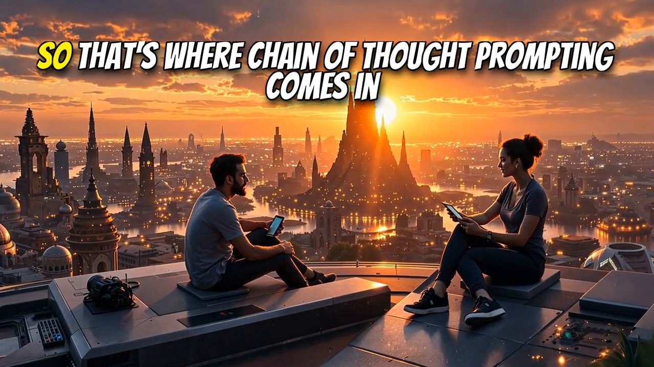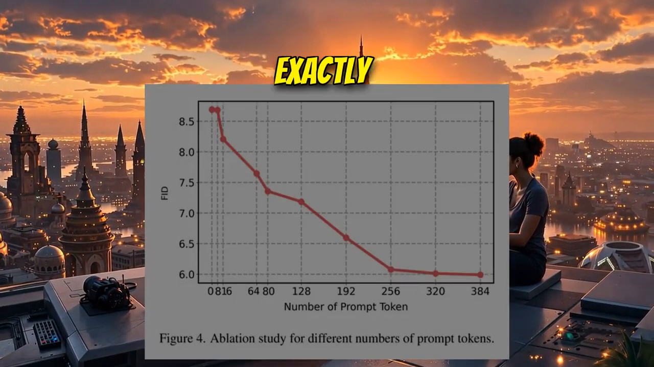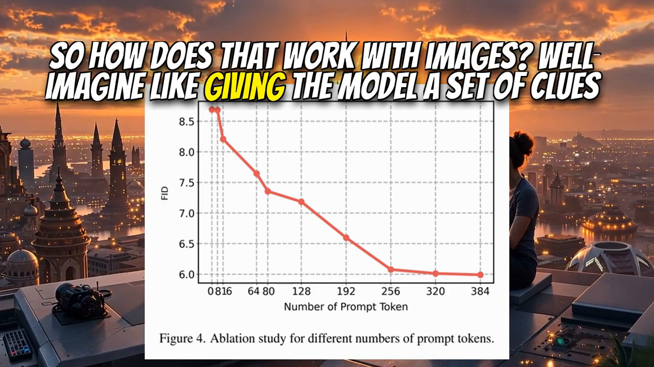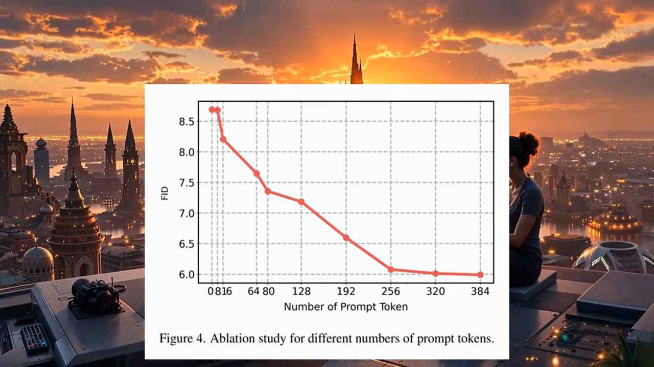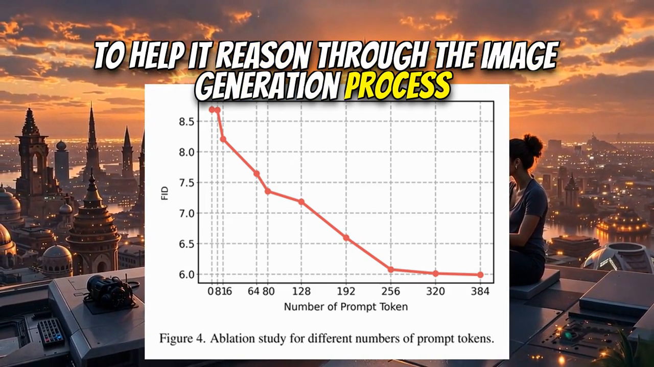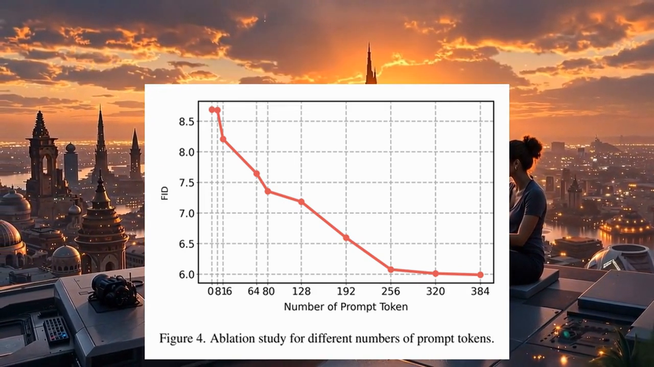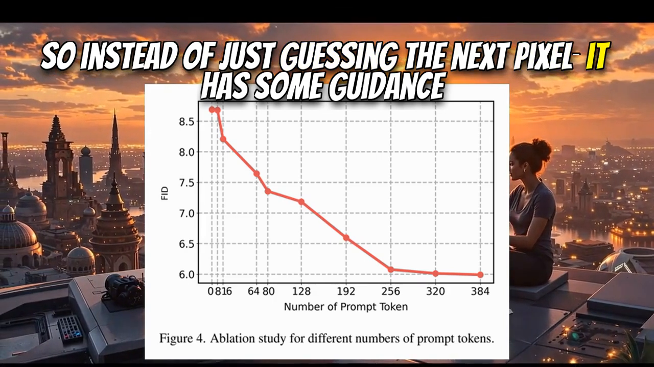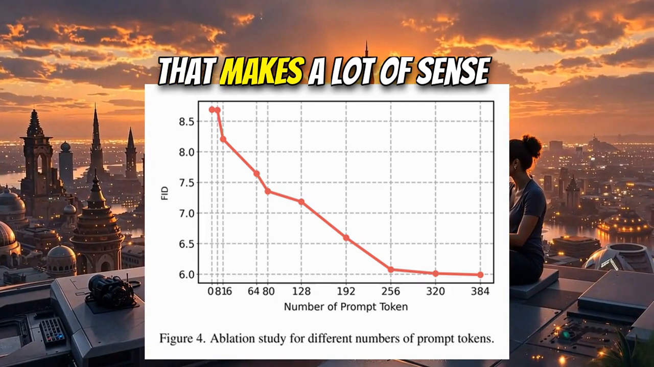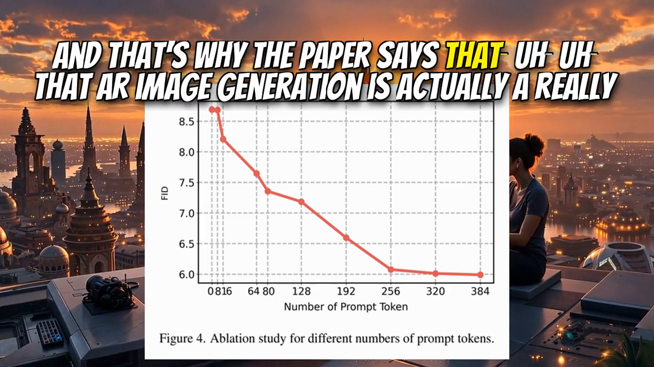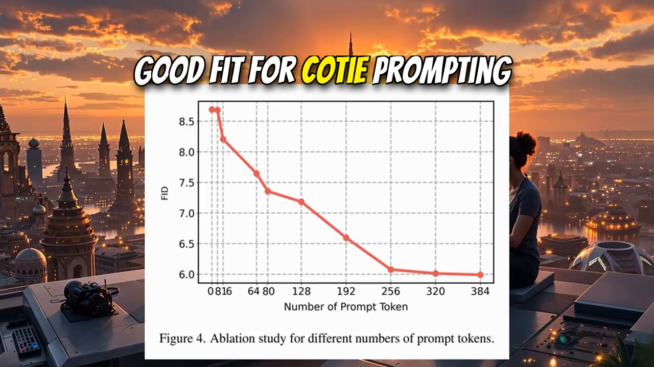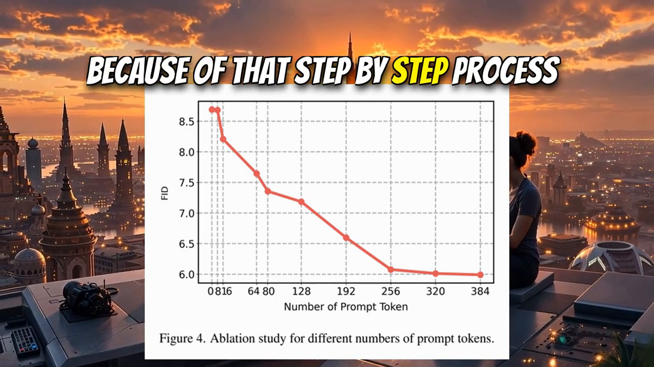Makes sense. So that's where chain of thought prompting comes in. Exactly. So how does that work with images? Well, imagine giving the model a set of clues to help it reason through the image generation process. So instead of just guessing the next pixel, it has some guidance. Right. It can consider the bigger picture. That makes a lot of sense. And that's why the paper says that AR image generation is actually a really good fit for CoT prompting, because of that step-by-step process.